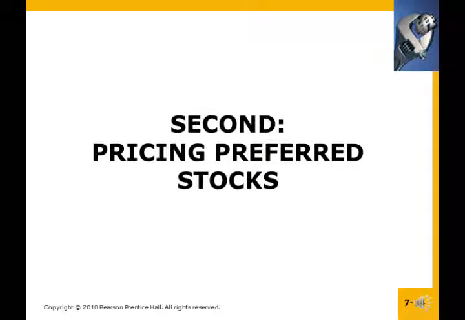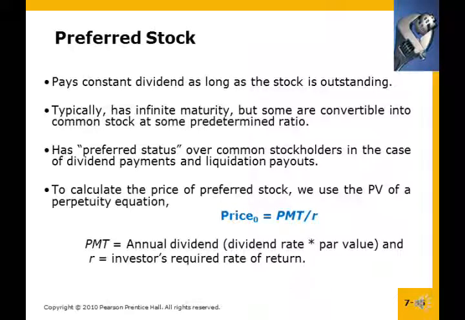Second, you have to calculate the present value of preferred stock. Preferred stock pays a constant dividend as long as the stock is outstanding. To remind you, it's a hybrid of debt and equity. It's like debt or a bond, as it gives you a fixed payment. And it gives you ownership rights, so it's like common stock. It has infinite maturity, but some are convertible into common stock. So some of the preferred stock can be converted into common stock.